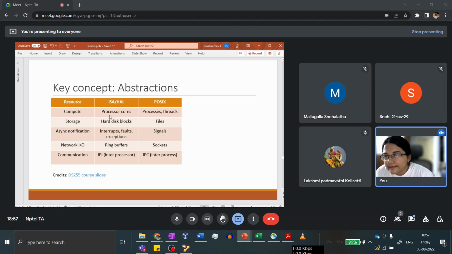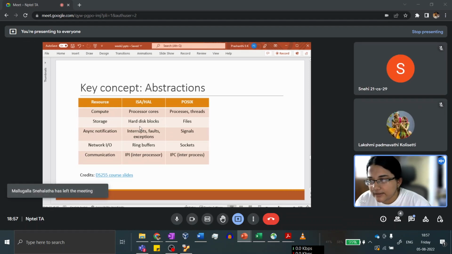But remembering that there are multiple levels along the stack, that you have many of these abstractions and what they actually represent at the hardware level, that's useful.